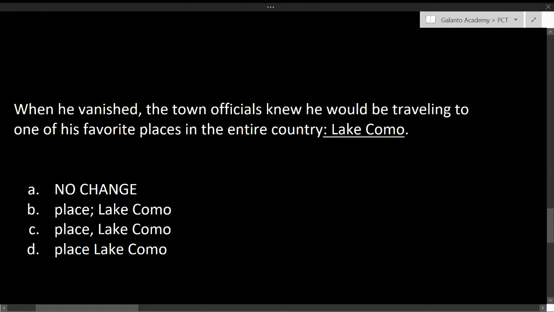When he vanished, the town officials knew he would be traveling to one of his favorite places in the entire country, Lake Como. So here, our best choice would be A, for no change. So this is not a list here, but rather I would say this could either be providing emphasis or clarity here. But I would really say that emphasis is what this is providing.